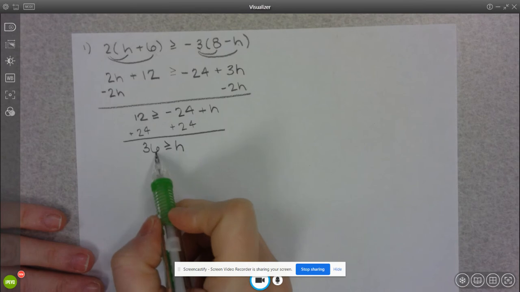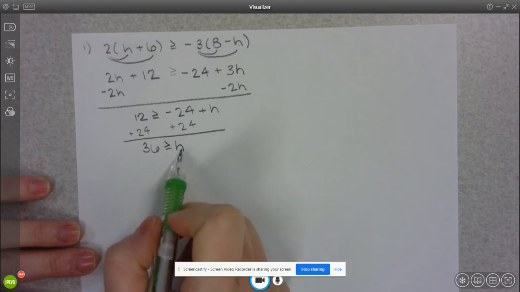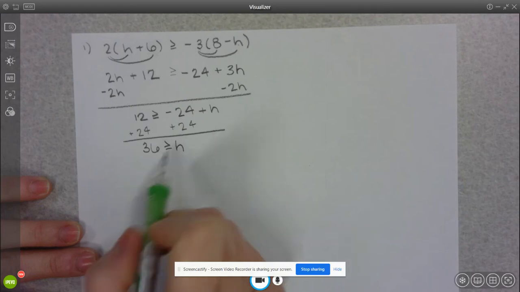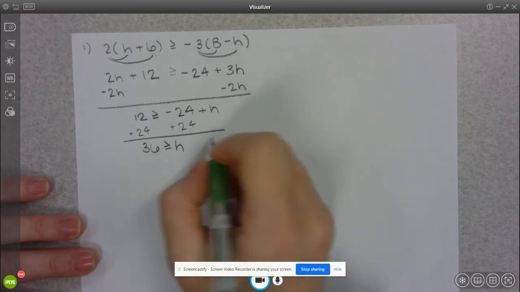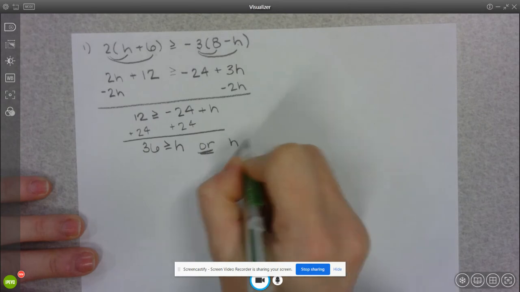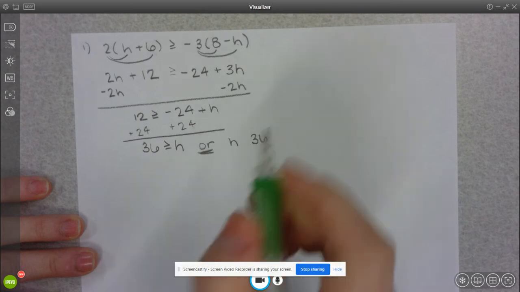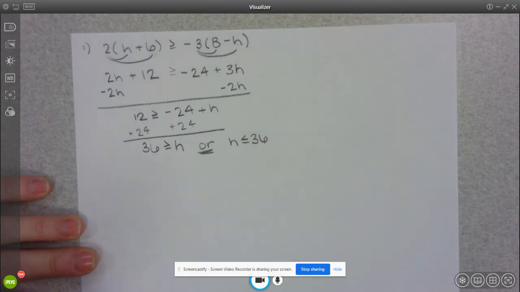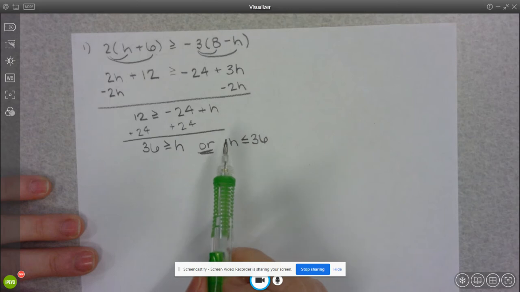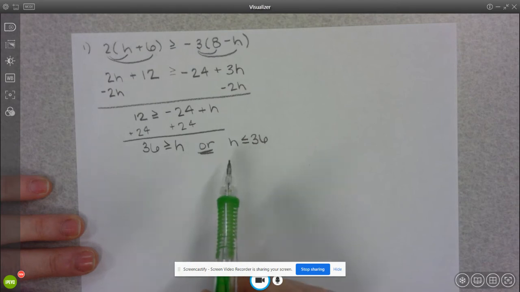If you prefer to have the variable on the left hand side, you can very easily switch this from the right to the left. If it's on the left and I'm relating this to 36, 36 is bigger than h, so I need to show that in my inequality as well. So these two statements mean exactly the same thing. h is the smaller thing, 36 is the bigger thing.